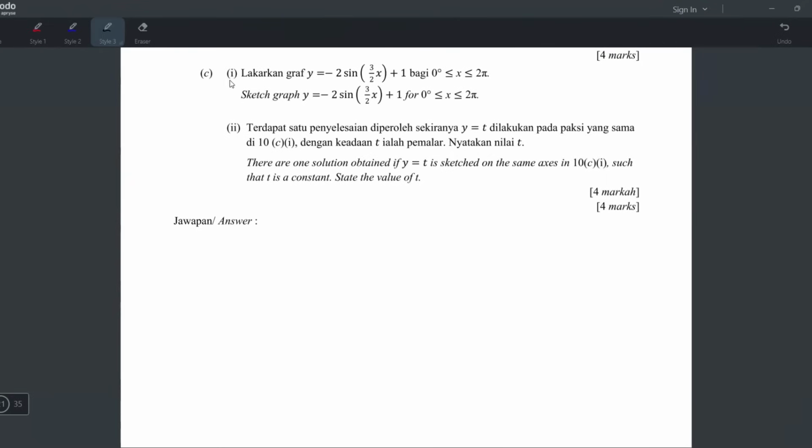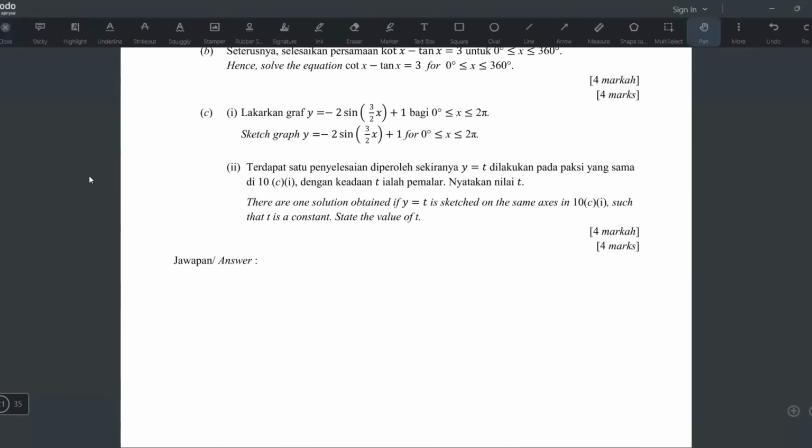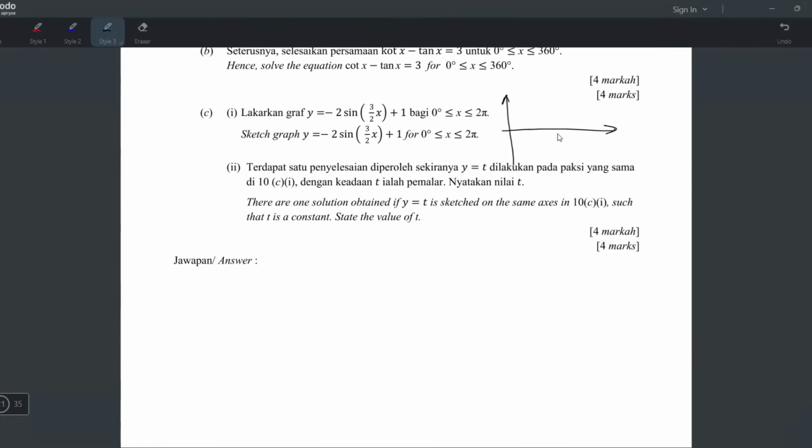Now it's time to do the C. Sketch graph y equals -2 sine 3 over 2x plus 1 for 0 until 2 pi. This is a sketch question. If you want to do a sketch, I always teach the same way. I will tell students the first thing you must know is the shape. So I recommend you do a rough sketch first, because you need to know the shape first.